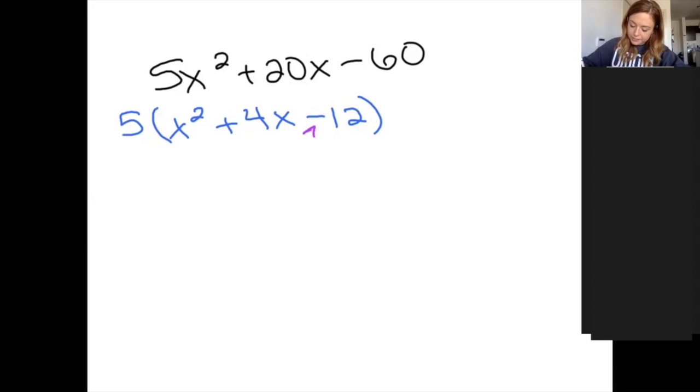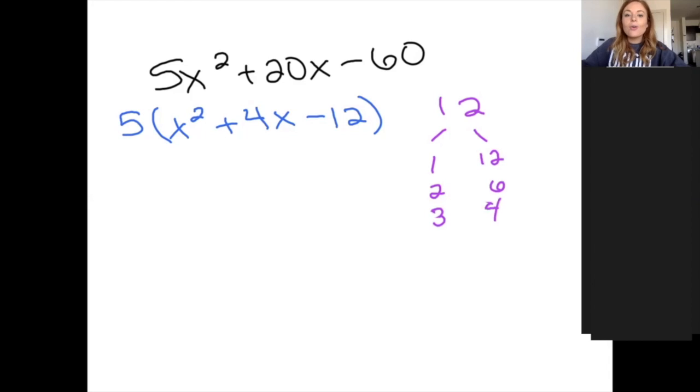So let's break apart 12. We have 1 and 12. 2 and 6. 3 and 4. There, we're done. Okay. So now we look at those. We're looking at the things that multiply to be 12. And then because it's a negative 12, that means one would have to be positive and one would have to be negative. So they're going to subtract to give me 4. Okay, so which one subtracts to give me 4?